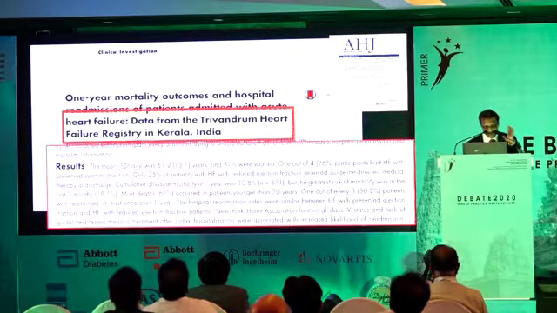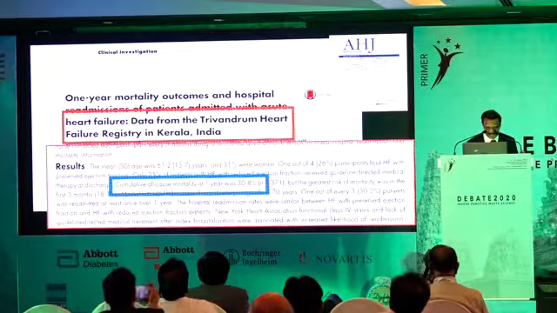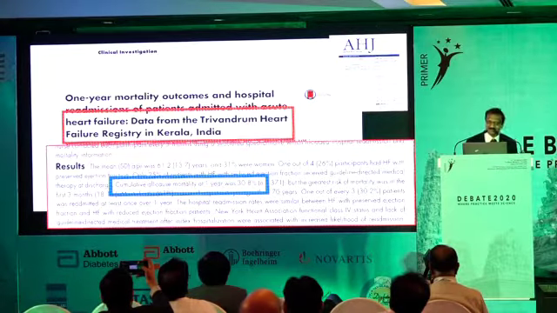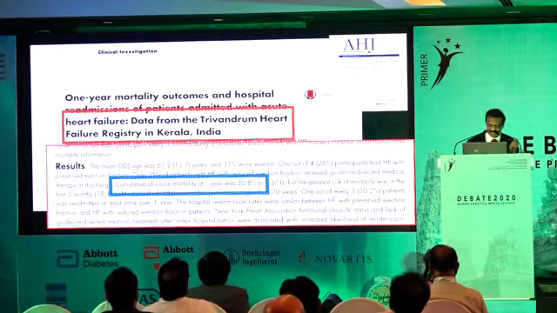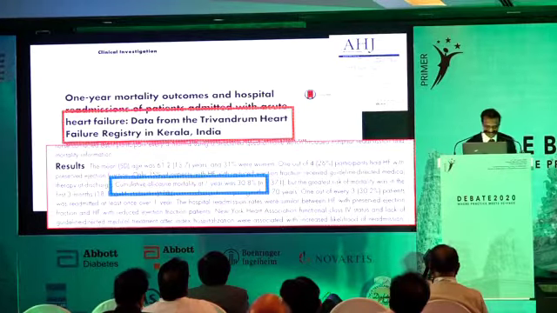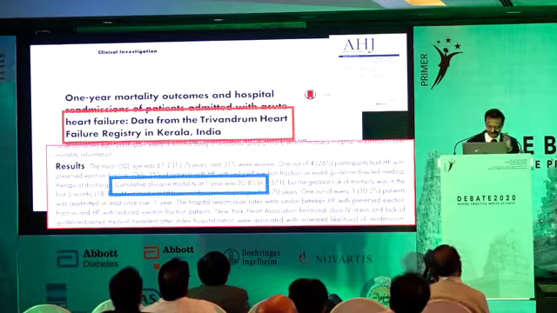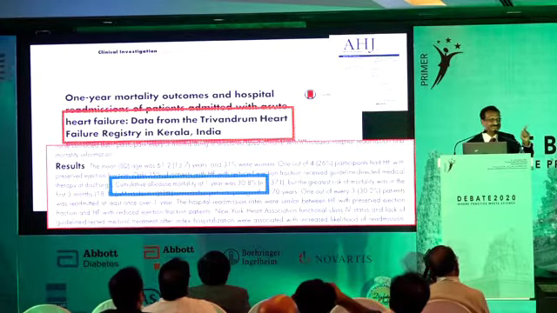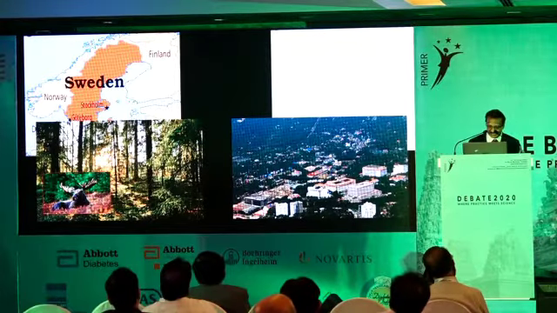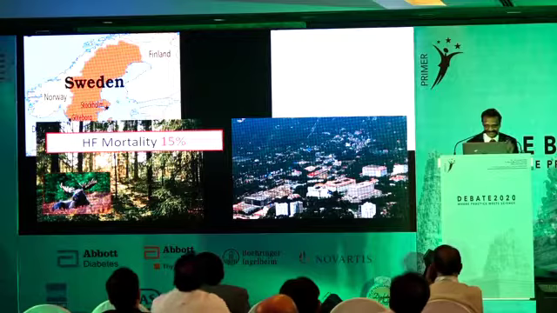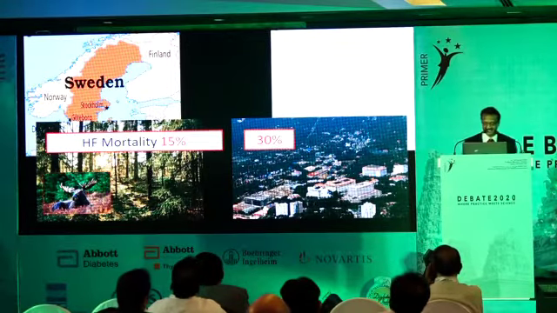Now the point is, if you look at our conclusion, cumulative all-cause mortality at 1 year was 30.8%. Can you believe it? Heart failure mortality is 30% at 1 year. So that is what we say. And not just that, unlike the Western registries, most of our patients had a prior myocardial infarction. Prior myocardial infarction. So, when we compare Sweden and Trivandrum side by side, heart failure mortality in Sweden is roughly 15%, and ours is 30%, just double.